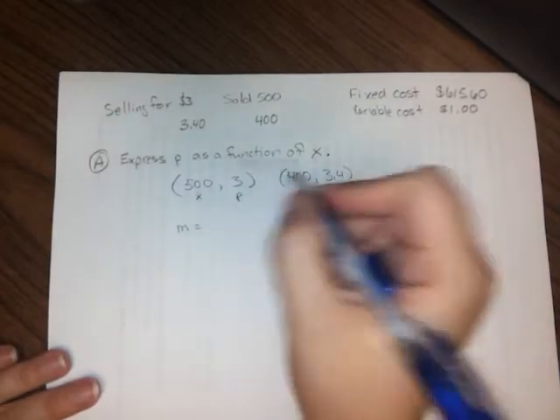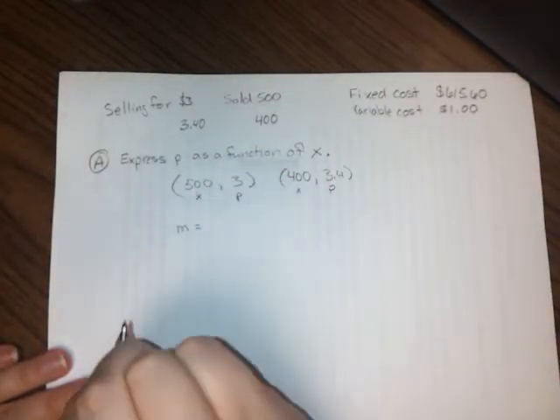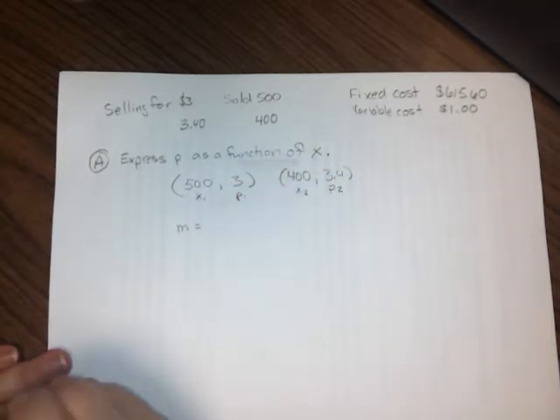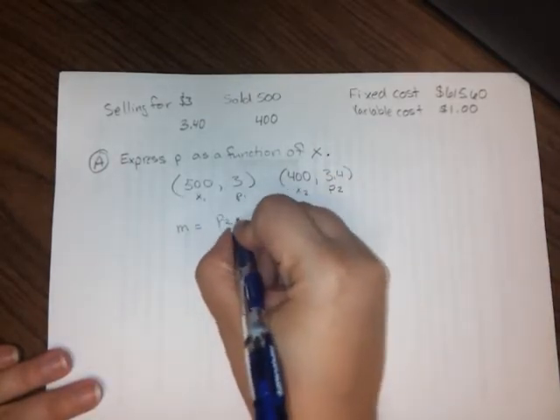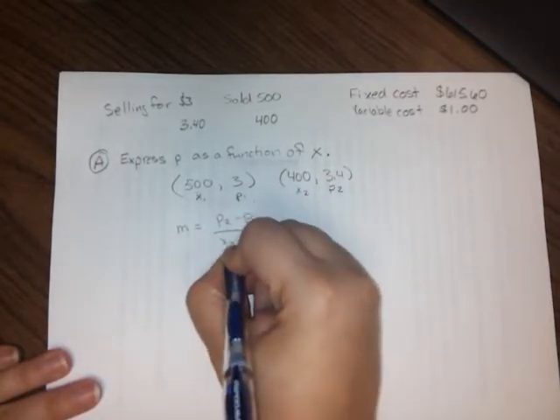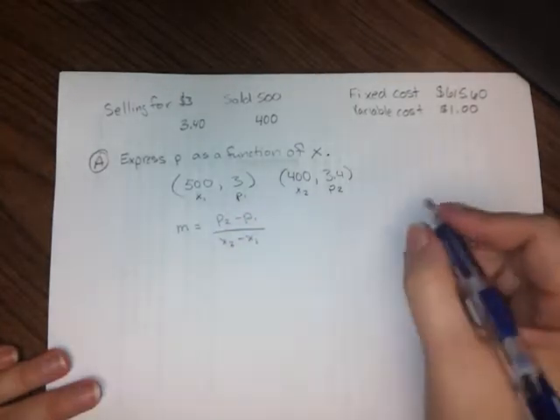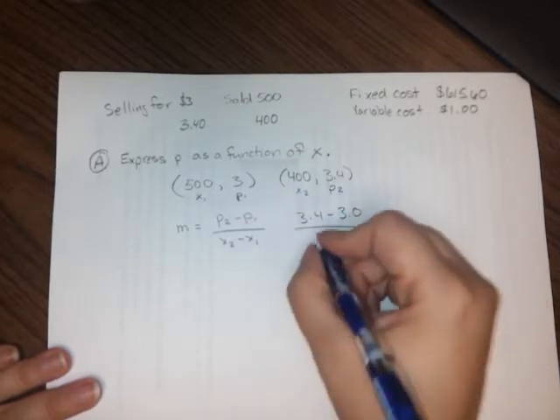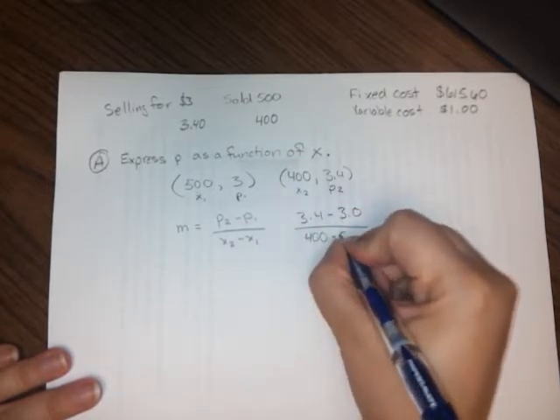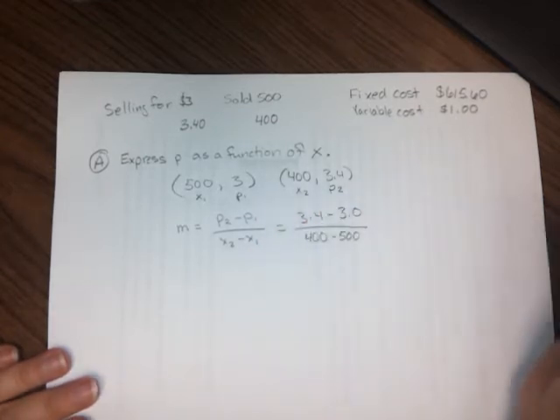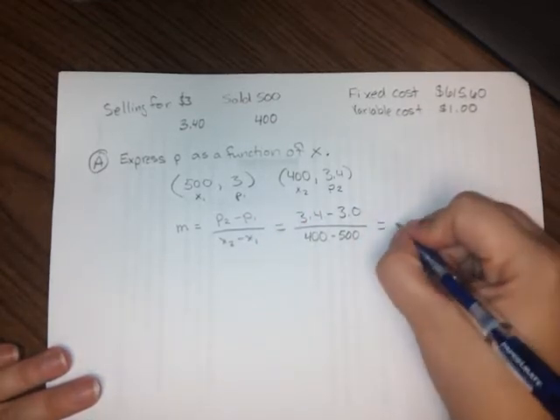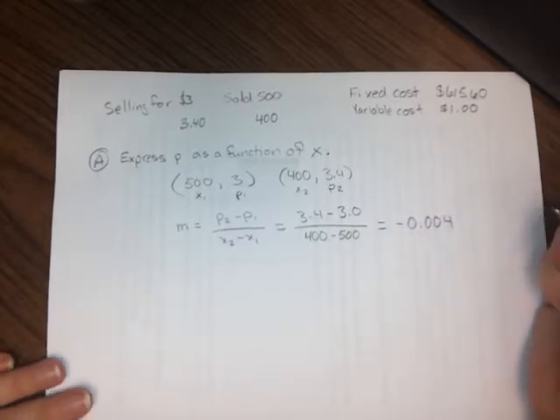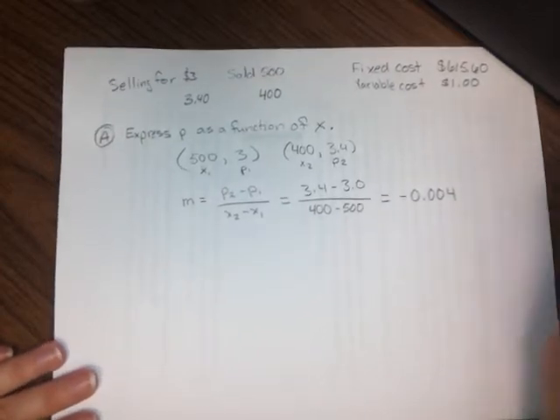And our slope in this case, we'll call this one X1, P1, X2, P2. So our slope is going to be P2 minus P1 over X2 minus X1. Okay? So that's going to give me 3.4 minus 3.0 over 400 minus 500. And if you plug that into your calculator, you are going to get negative 0.004. All right, so that's the slope, but that's still not quite the equation of the line. We need a little bit more.